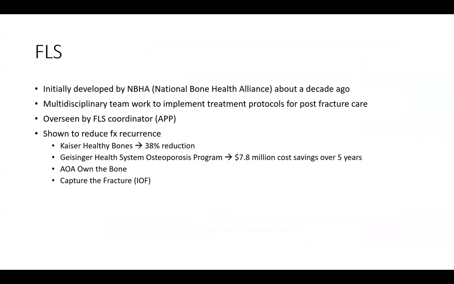This was initially developed about a decade ago, and it's really formed with a multidisciplinary team. Usually it's overseen by this FLS coordinator that's usually an APP, and it's been really shown to reduce fracture recurrence. The Kaiser Healthy Bones Initiative showed a 38% reduction in fragility fractures. Geisinger has their own program that showed about $7.8 million of cost savings over 5 years. We have AOA that has developed Own the Bone that, again, may be coming to a hospital near you, and then Capture the Fracture by the International Osteoporosis Foundation.